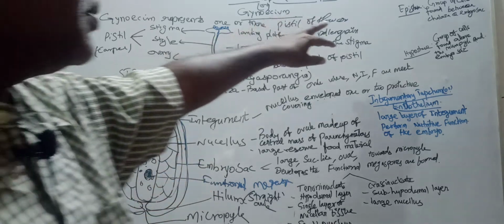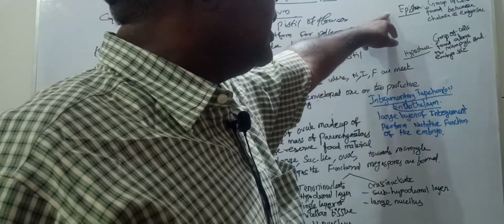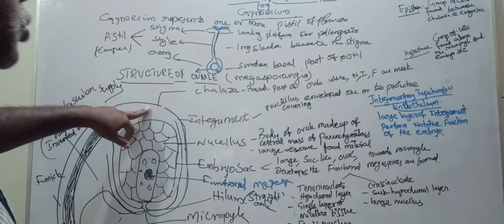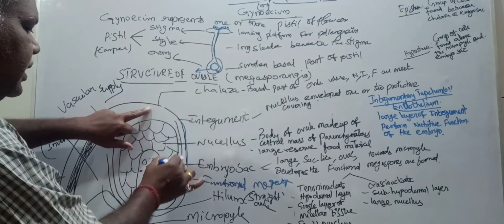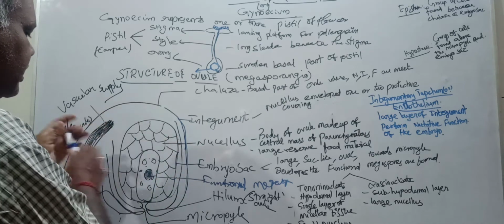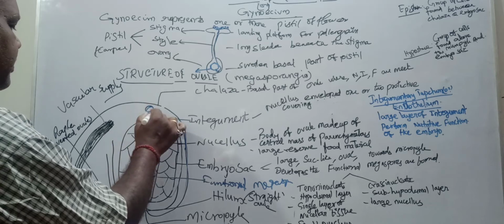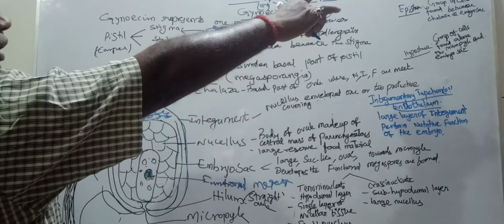The next two terms are epistase and hypostase. Epi means upper. Here a group of cells formed between the chalaza and the embryo sac is called the epistase.